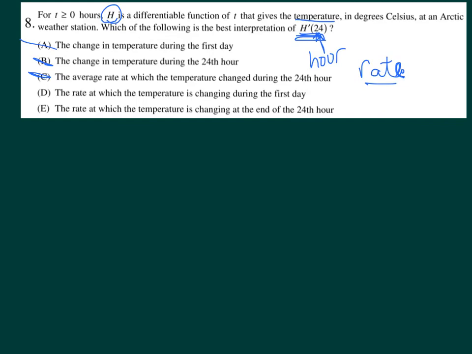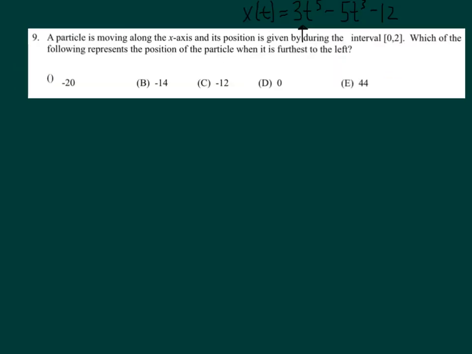The rate at which the temperature is changing during the first day? No, we don't want the whole day. We just want that specific time. The rate at which the temperature is changing at the end of the 24th hour. Okay, that is it. So when you put in that 24, it's what is the rate of change for that hour. Okay, last question we're going to look at.